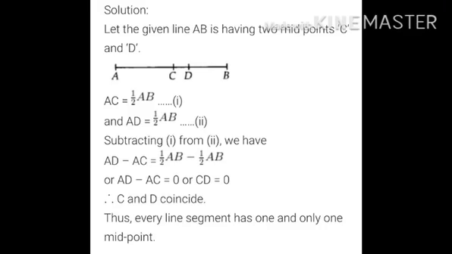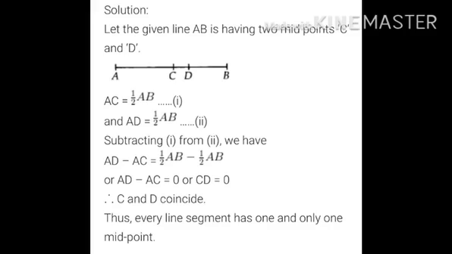Now question number 5. In question number 4, point C is called a midpoint of the line segment AB. Prove that every line segment has one and only one midpoint. Now see the solution. Let the given line AB have two midpoints C and D. You will see in the figure.